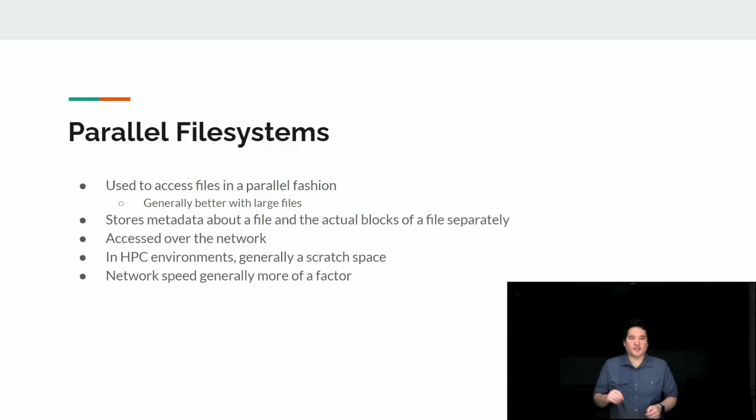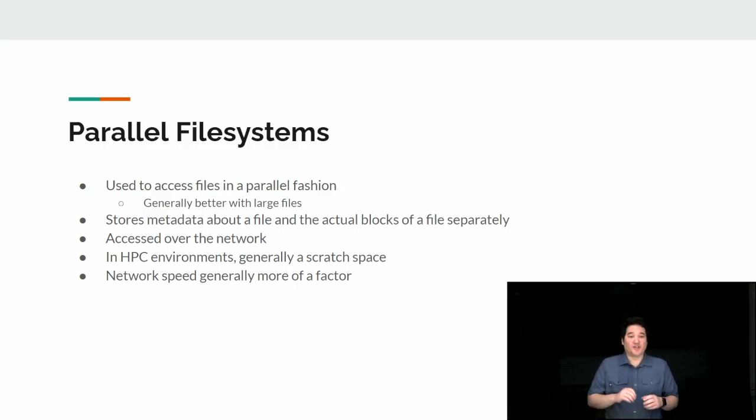So I want to touch a little bit more on parallel file systems because there's a little bit of a concept change compared to your normal file system on a hard drive on your phone or on your laptop or desktop. As I mentioned before, these are used to access files in a parallel fashion. So this means it's generally better for large files that can be broken up, and also if your program can make use of reading a file all at the same time.